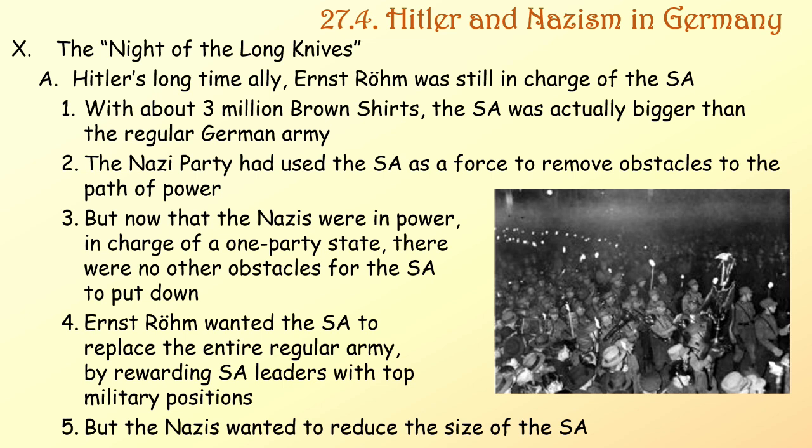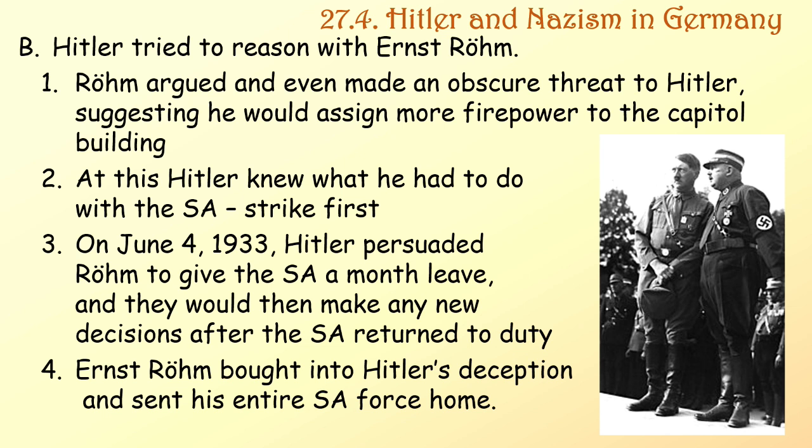And Ernst Röhm wanted the SA to replace the entire regular army by rewarding SA leaders with top military positions. But the Nazis wanted to reduce the size of the SA. Hitler tried to reason with Ernst Röhm. Röhm argued and even made an obscure threat to Hitler, suggesting that he would assign more firepower to the Capitol building. At this, Hitler knew what he had to do with the SA: strike first.